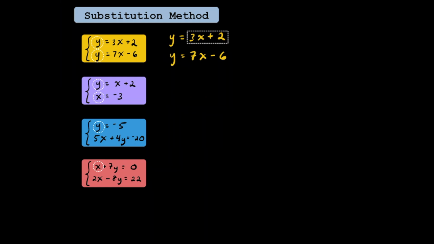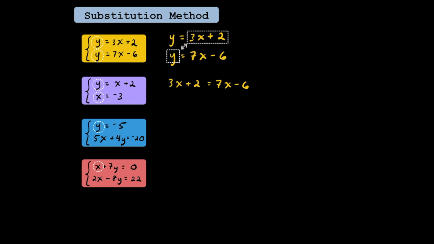Since y is equal to 3x plus 2, and this y in the second equation is the same as the top y, we can substitute these two expressions for each other. Once we make this substitution or swap, we're going to get 3x plus 2 is equal to 7x minus 6. Now that we just have one variable, we can solve for x.